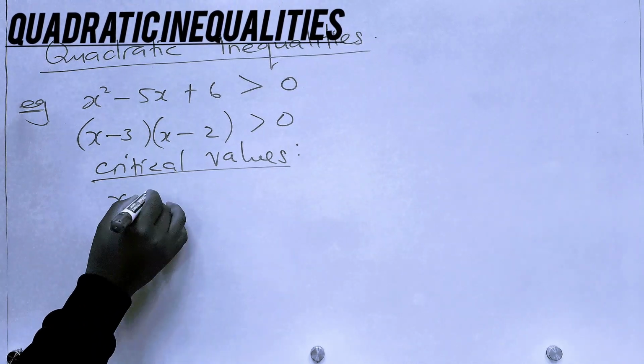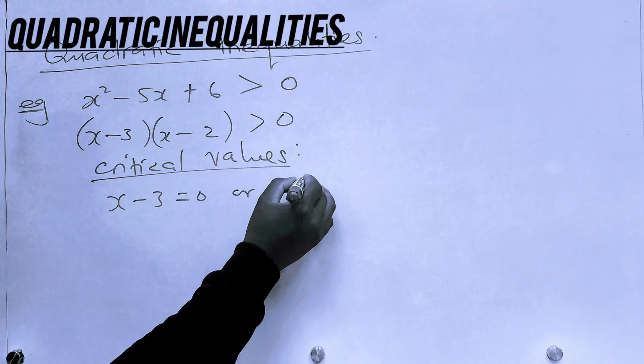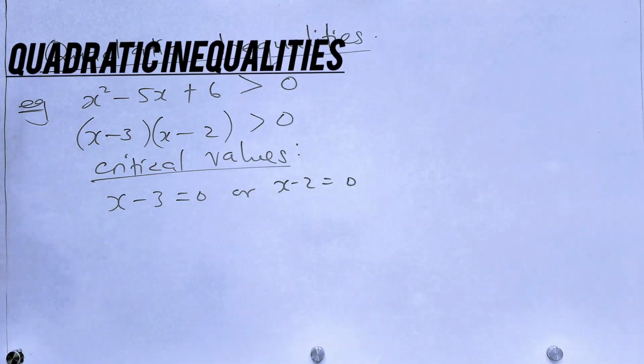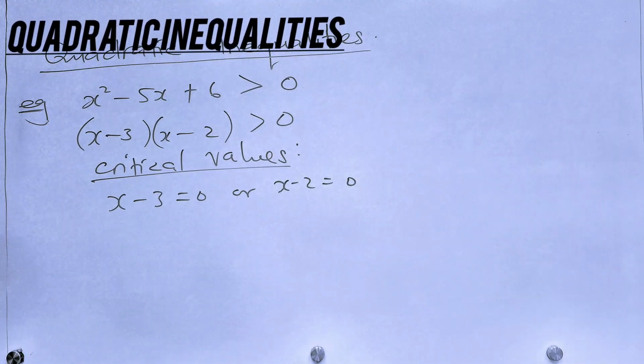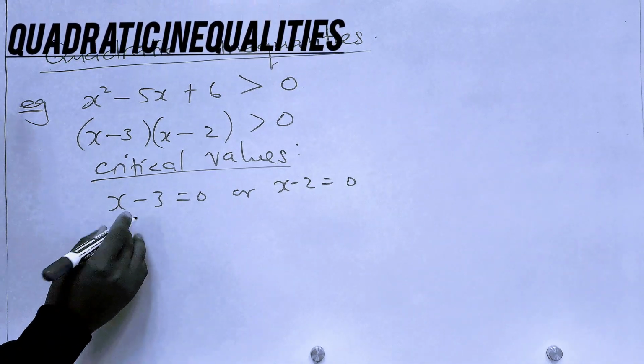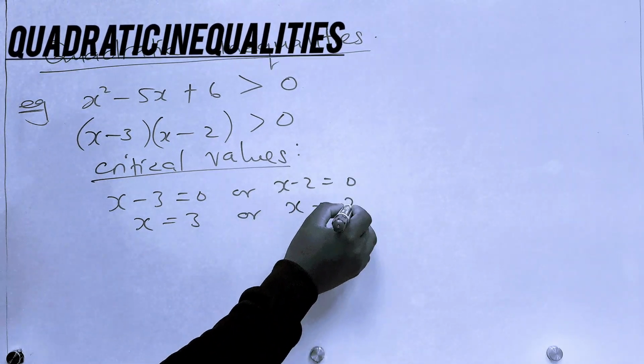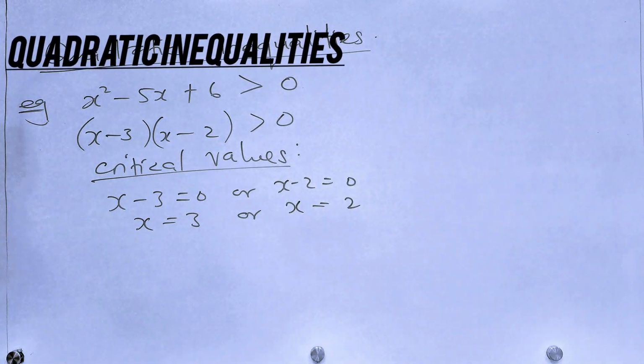x minus 3 is equal to 0, or x minus 2 is equal to 0. When we're finding critical values, you can put an equal sign there. So xc is equal to 3, or xc is equal to 2. Those are our critical values.